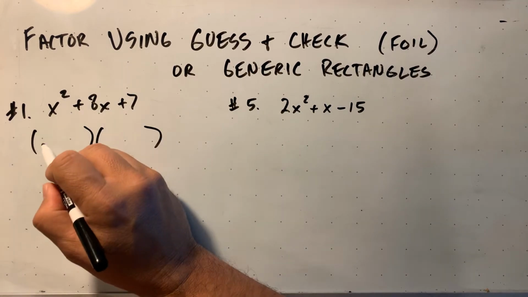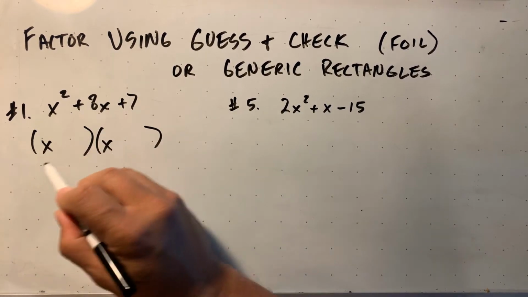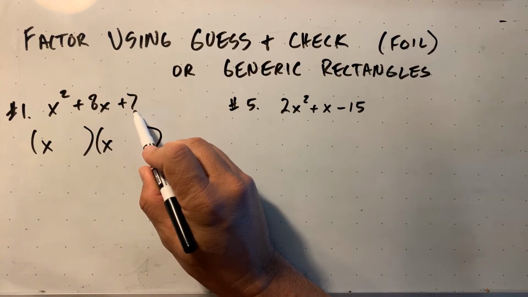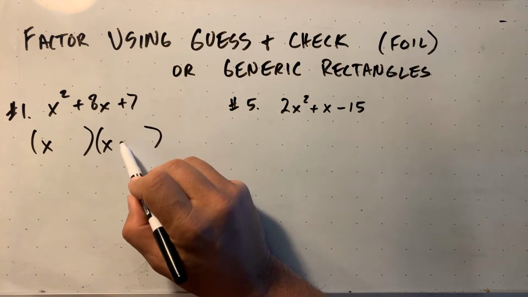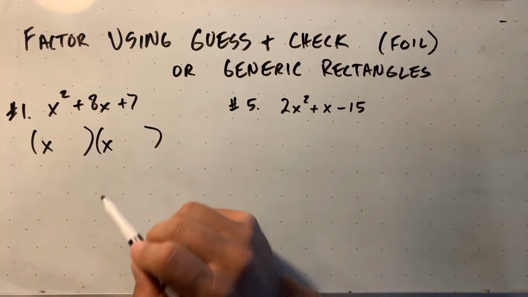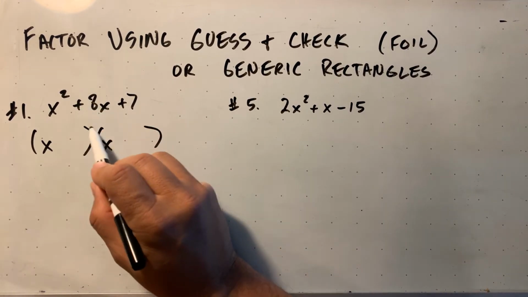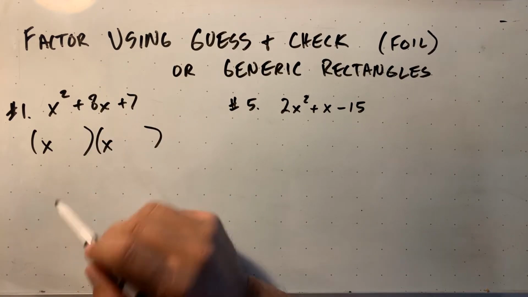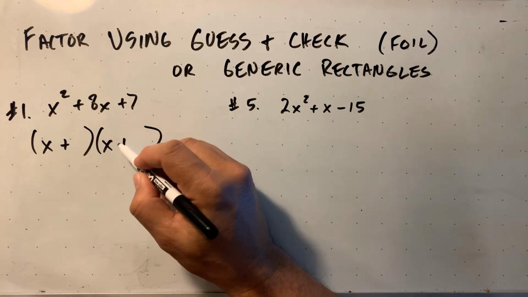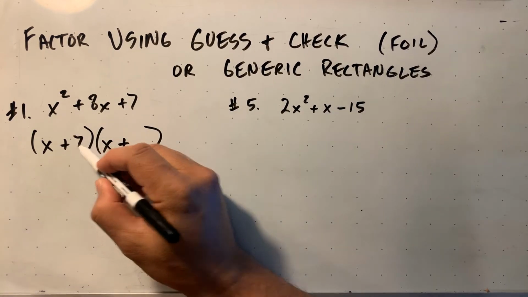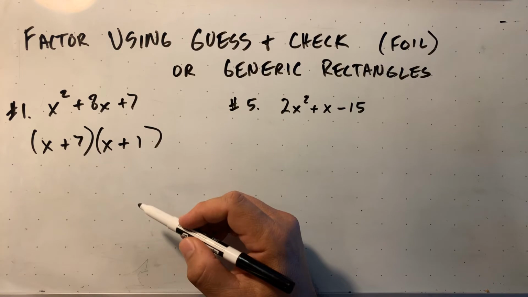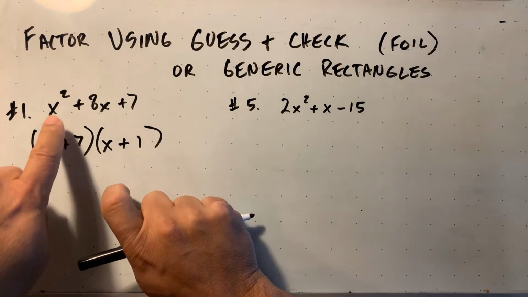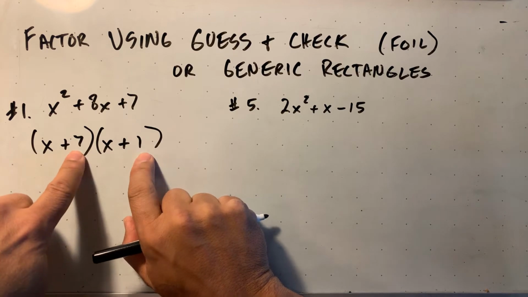So first times our first, x times x is going to be x squared. Last times last needs to be a plus 7. So that tells me the signs are either going to be both negative or both positive. In this case, since the middle term is going to end up being a positive 8x when you combine them, I know that they both have to be positive. And then factors of 7 are just going to be 7 and 1. And so if I double check it, my first times my first gives me x squared. My last times my last gives me 7.